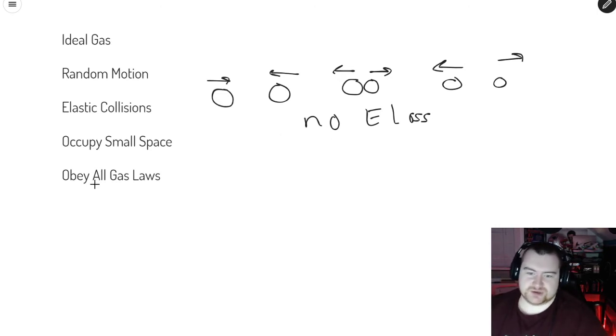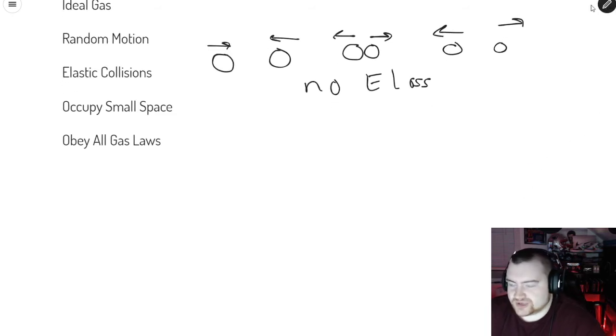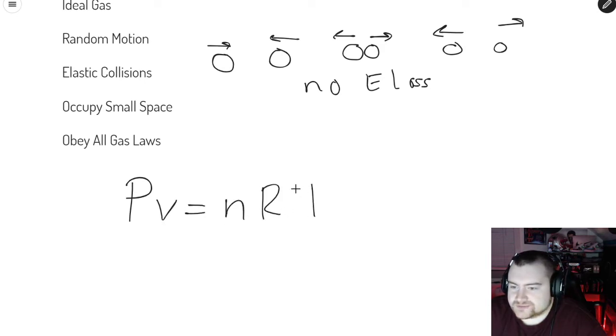And then the last one is that it obeys all the gas laws. So the gas laws we've talked about already with Boyle's, Charles's, and Gay-Lussac's law. These gas molecules will obey those laws that we've seen already. Okay, so those are the requirements for an ideal gas. When we talk about an ideal gas, we have an ideal gas law. And this ideal gas law is created by combining the gas laws that we've talked about already. So the ideal gas law is going to be PV equals nRT.